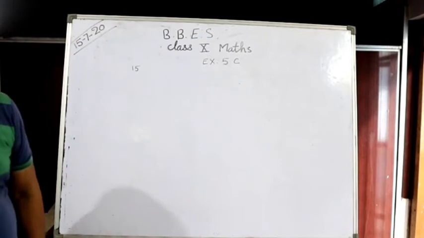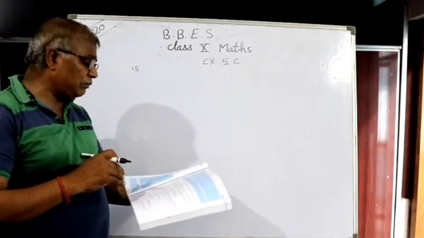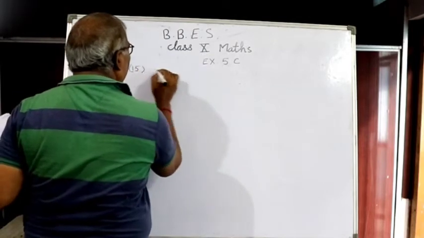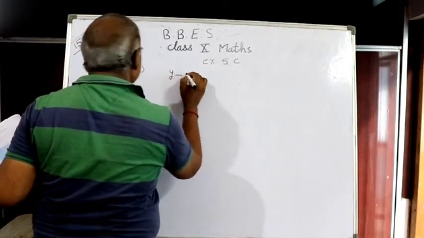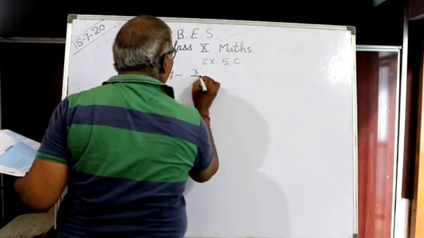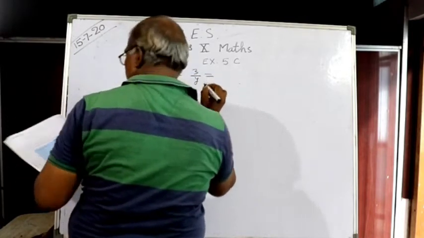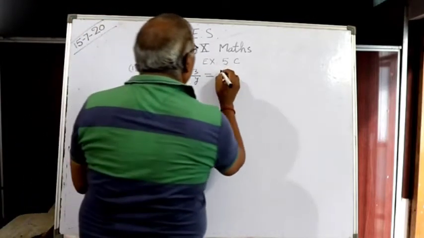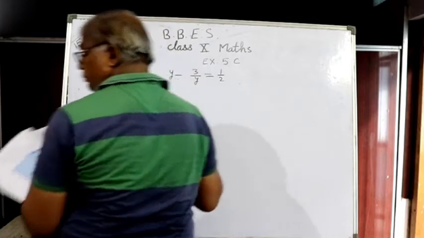Now there is a problem from exercise 5c, question number 15: y minus 3 upon y is equal to 1 upon 2. It is the problem.